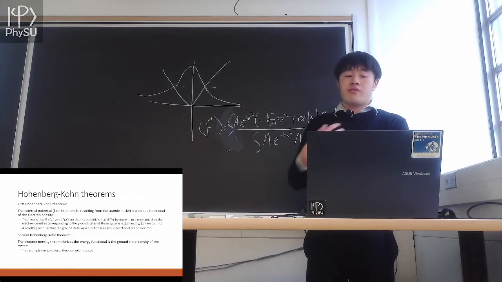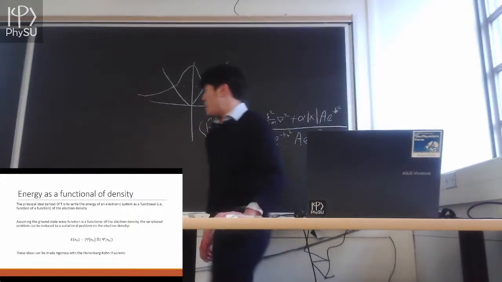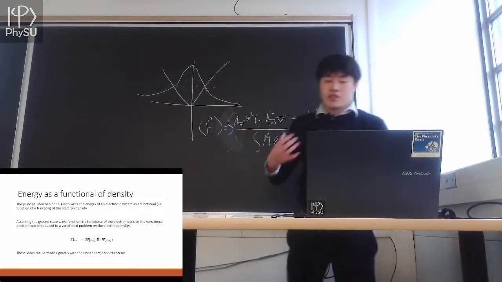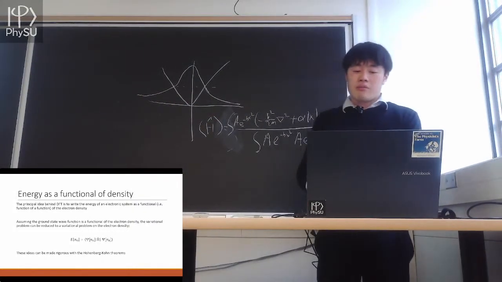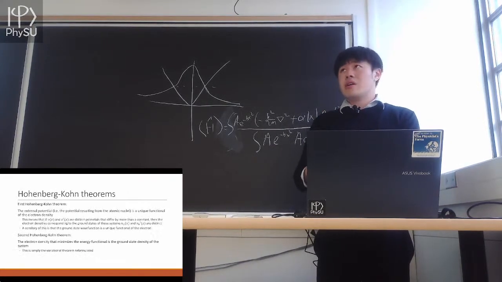So a corollary of this theorem is that the ground state wave function is a unique functional of the energy. What this means is that this expression is valid. The right-hand side of this expression is valid in that I'm writing the ground state wave function as a functional of the electron density, right? So that's the first Hohenberg-Kohn theorem.